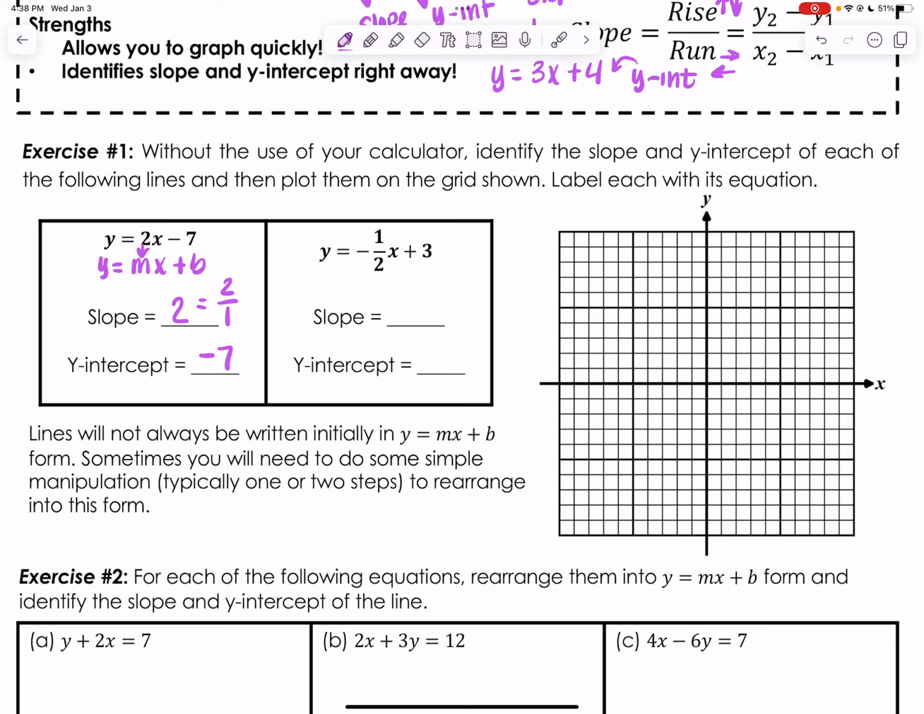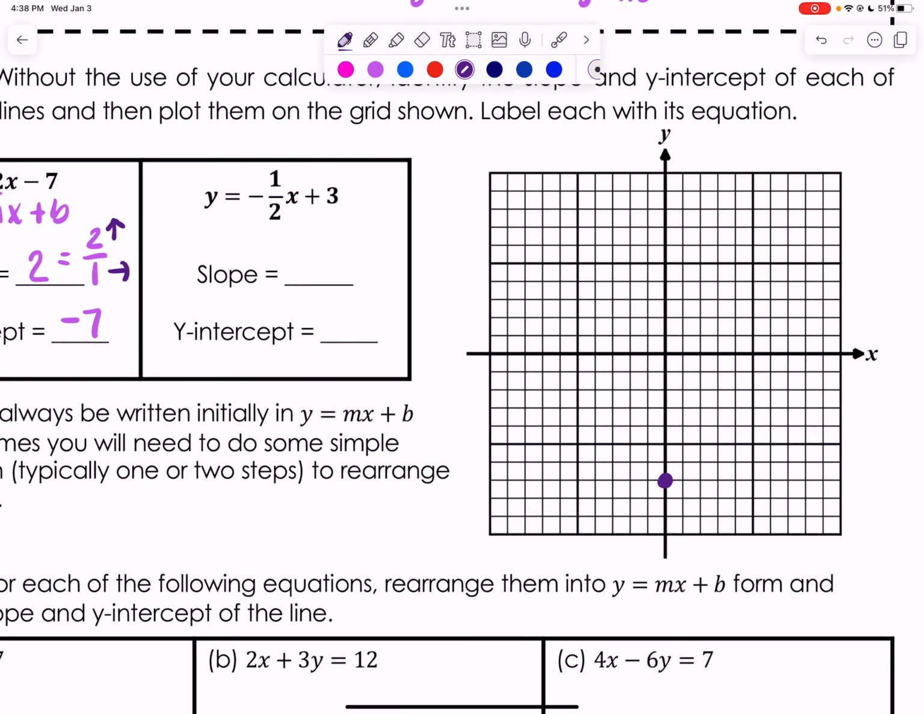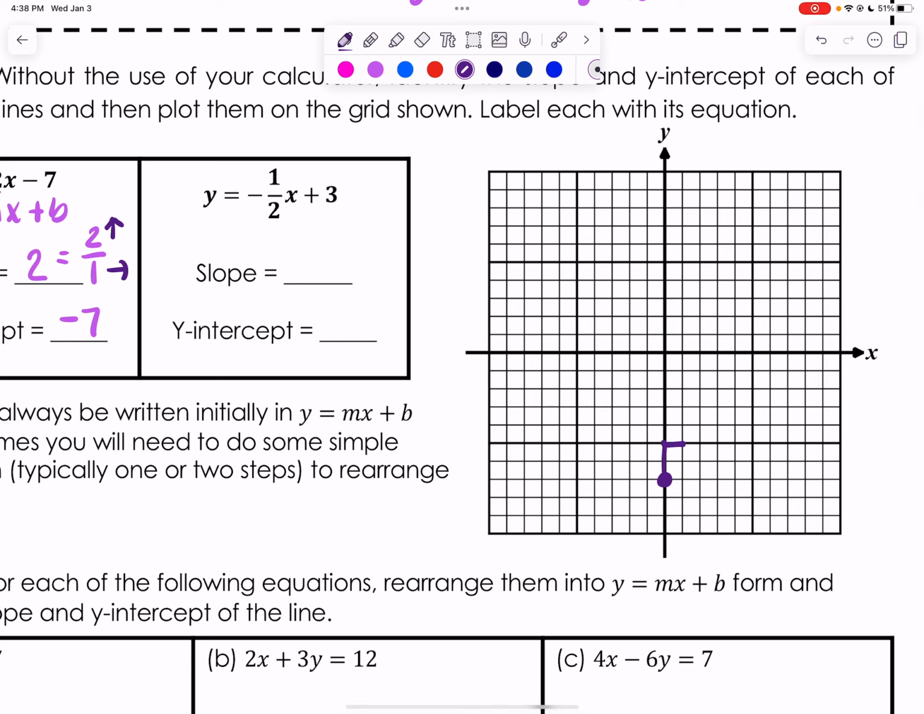Here's what we're doing. Our slope is positive, it is 2 over 1. So that means we're going to go up 2, right 1, from negative 7. Let's plot negative 7, which should be down here. I'm going to plot that point and go up 2, right 1, and plot a point here. Then I go up another 2 and right 1, and keep going up 2, right 1 until I run out of room, which is over there.